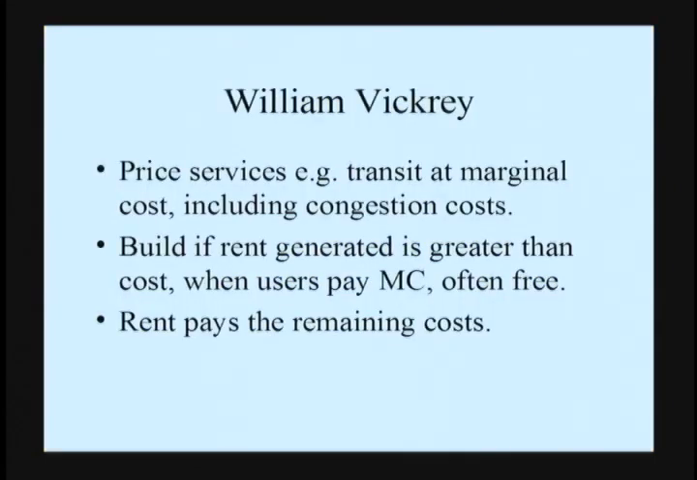William Vickrey was another economist. He was very well known. He won a Nobel Prize. So he's known for marginal cost pricing. What he said is we should price services such as transit at marginal cost. The user pays just the cost of his own use. And that would include congestion costs, because an extra person on a crowded train makes it more crowded for everybody else, or a crowded road makes it more crowded for everybody else. If a road or transit is crowded, you are imposing a cost on everybody else if you add to it.